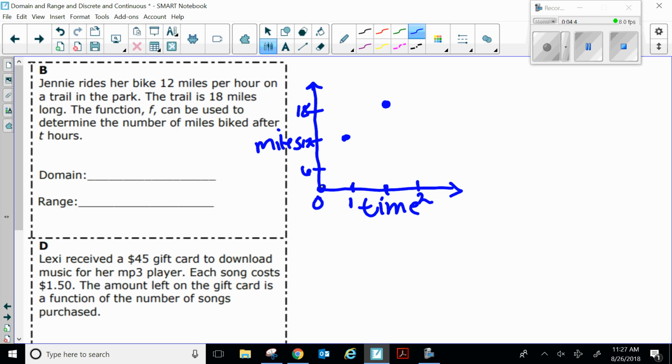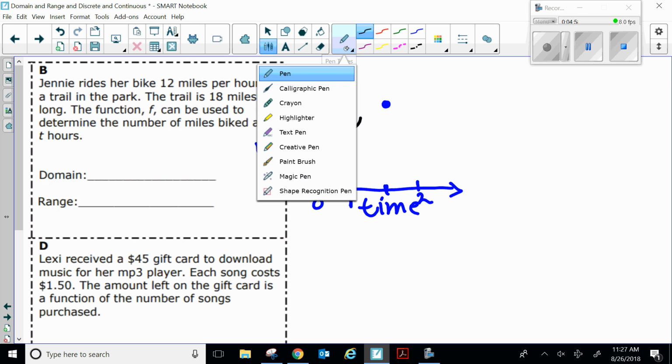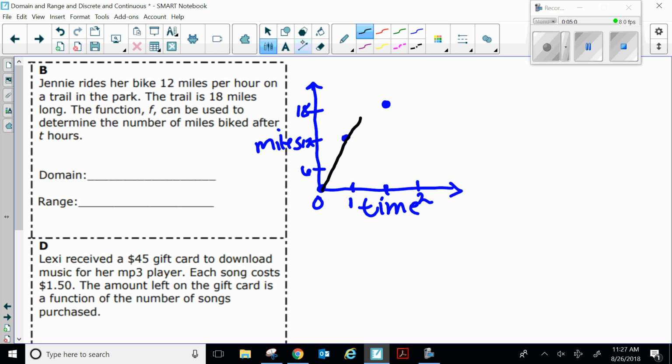Now the question is, is she going to be in between all of these? Or is she going to be at 0 miles and then all of a sudden she's going to be at 12 miles and all of a sudden she's going to be at 18? Hopefully you're saying no. Hopefully you're saying she's going to have a continuous relationship here. And that means we need to connect our relationship with a line. So this would be a continuous relationship.